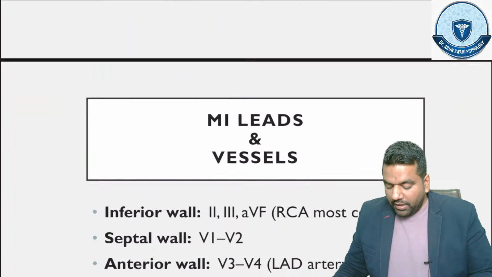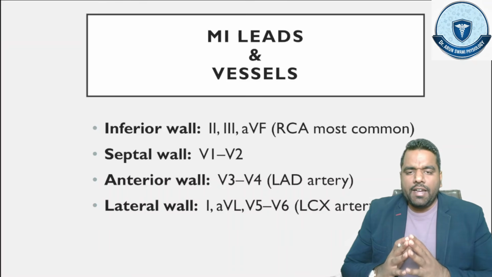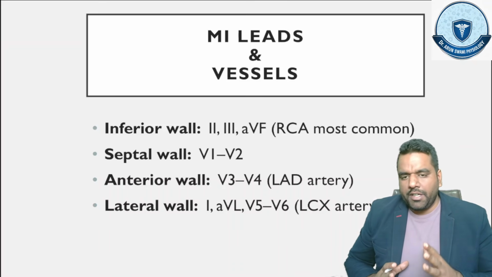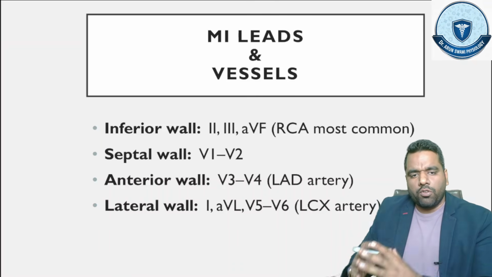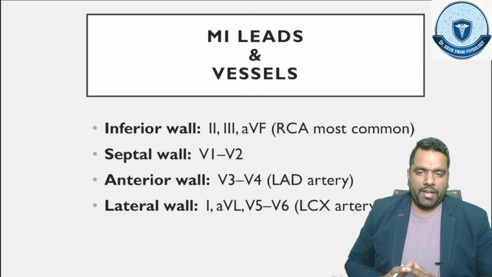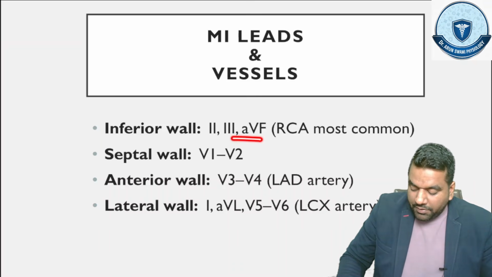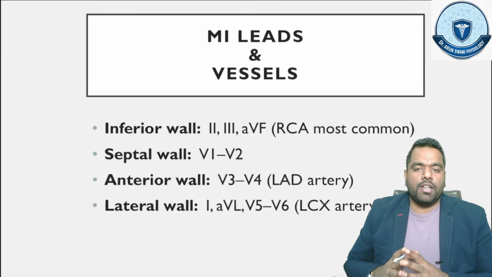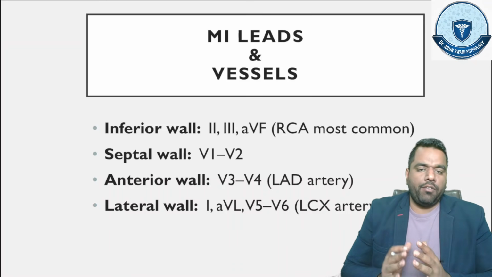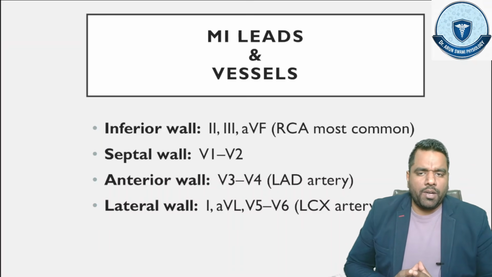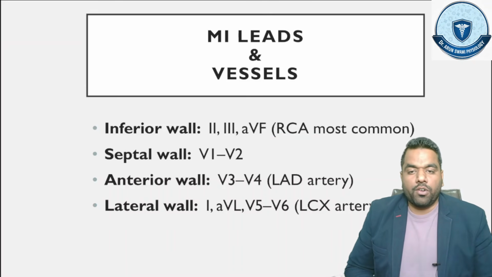Very important. Then talking about the MI leads and the vessels. Guys, please pay attention that MI is a very favorite topic for examiners in various examinations. You should always remember that different leads show different walls of the MI. Number one is the inferior wall MI. The leads most commonly involved are 2, 3, aVF. So the ST elevation you will see in leads 2, 3, aVF. And which vessel is most common in inferior wall MI? That is the right coronary artery. Very important, right coronary artery.